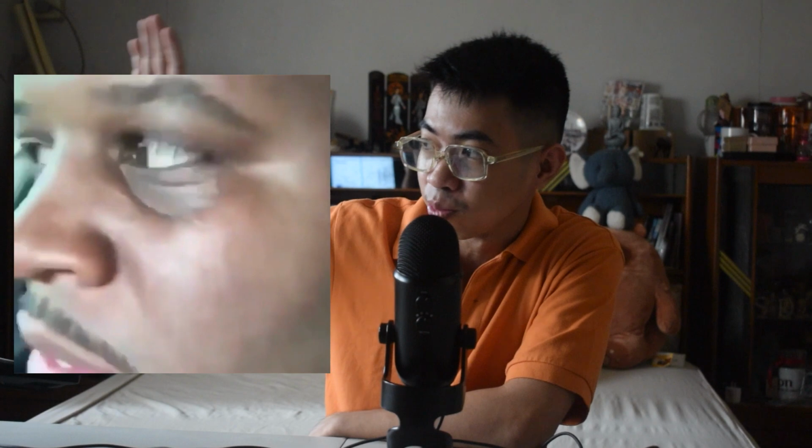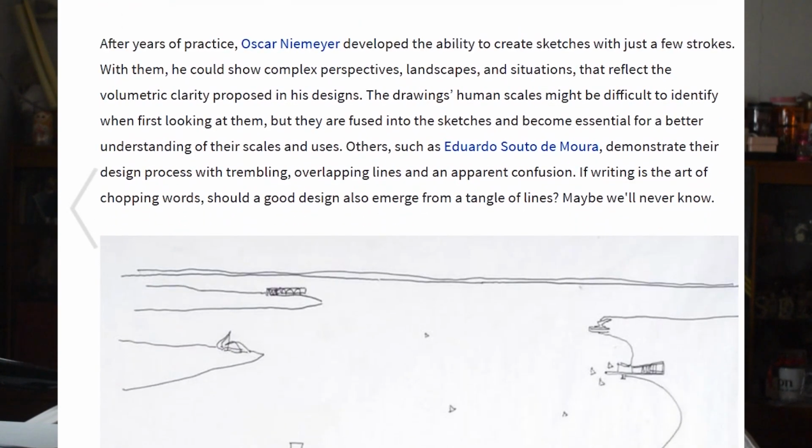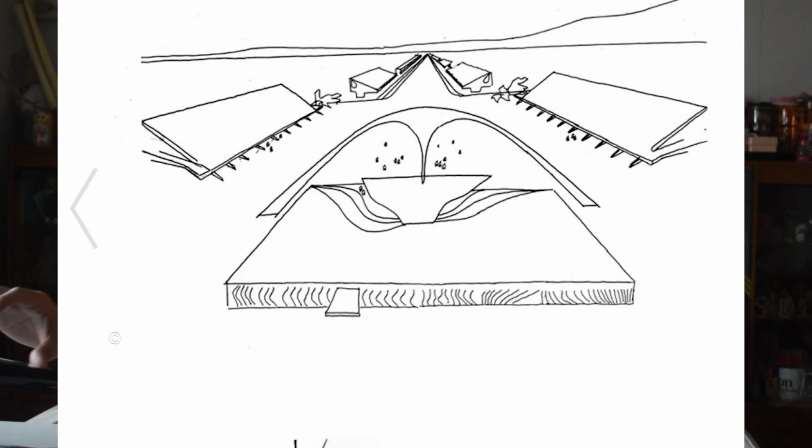And then I'll be flashing some of the pictures that I really find interesting in terms of the conceptualization of these famous architects. One of these is Lucio Costa, if you guys are familiar with him. There's also Oscar Niemeyer.